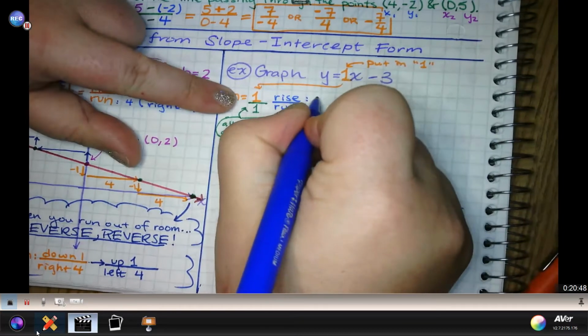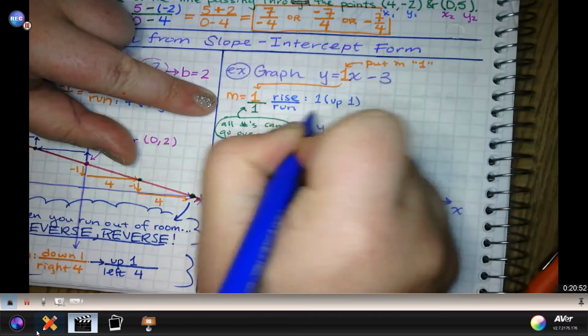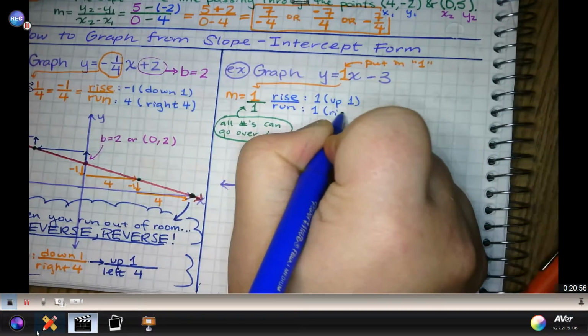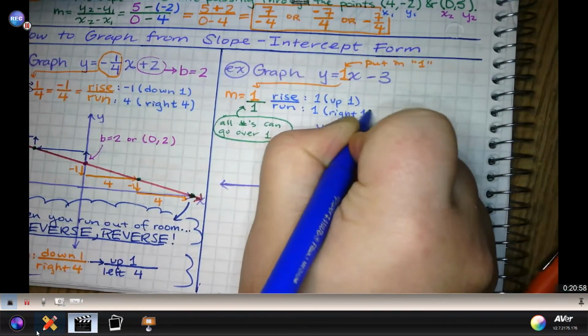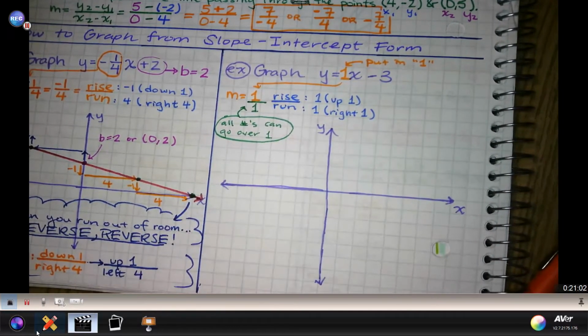Well, my rise is 1, which means up 1. And my run is 1, which means right 1. Okay, so up 1, right 1, up 1, right 1, so on, so on, so on.